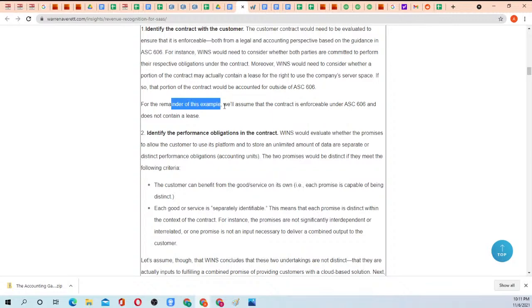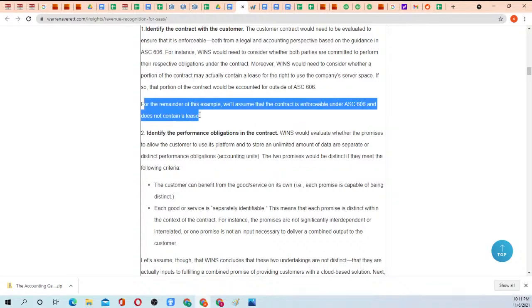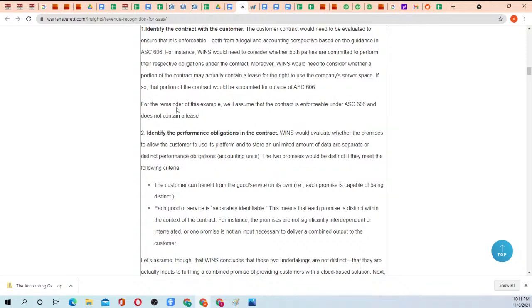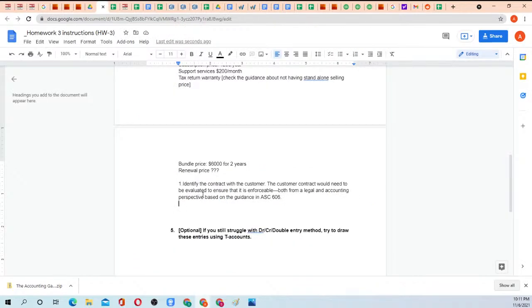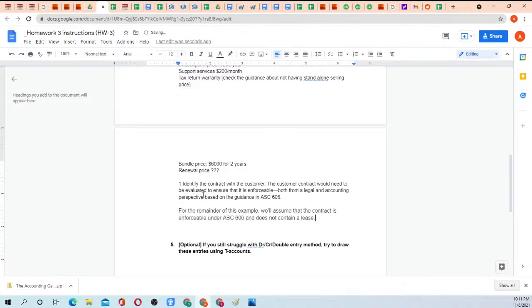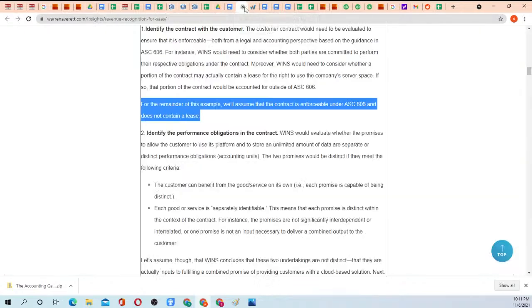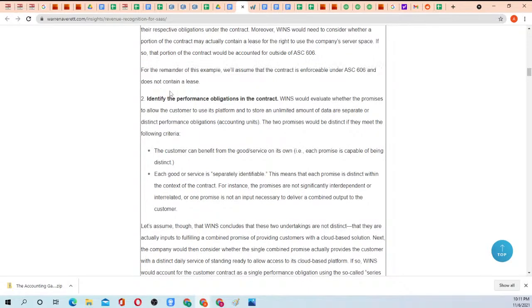For the remainder of this example, we'll assume that the contract is enforceable and doesn't contain a lease. That's an interesting consideration, and let's assume that in our example too, because if we don't, we may run into a lot of complications.